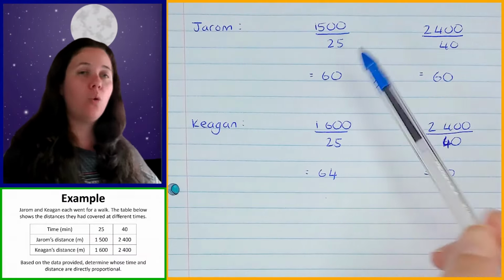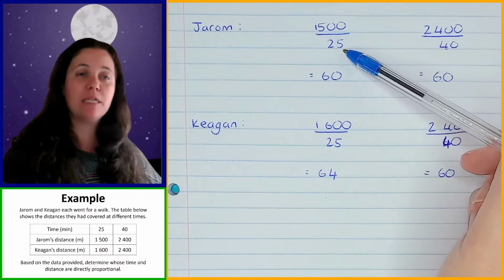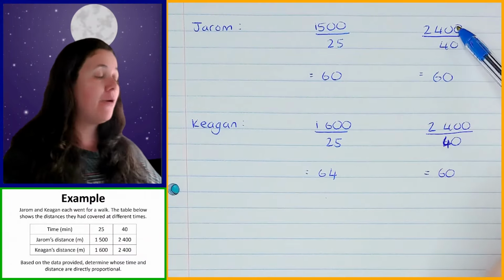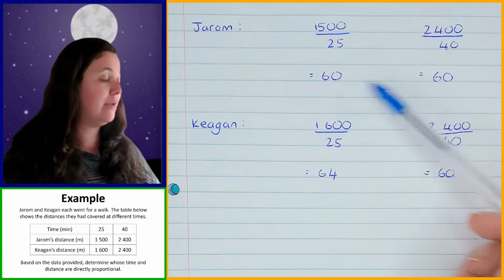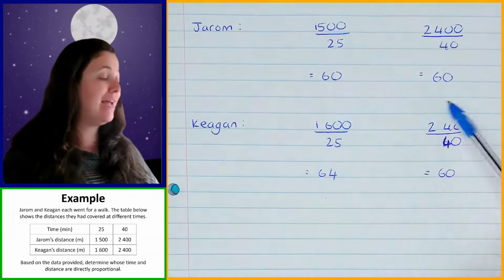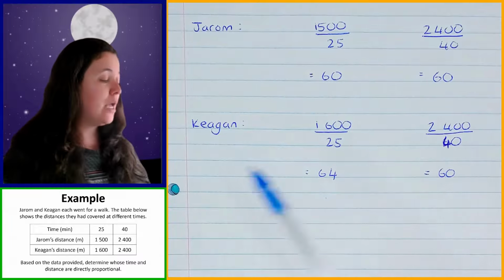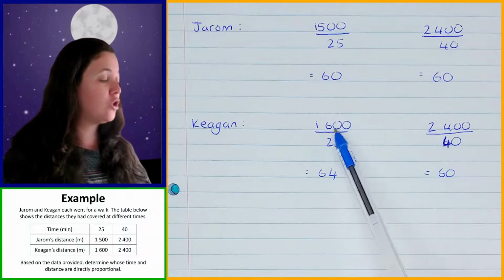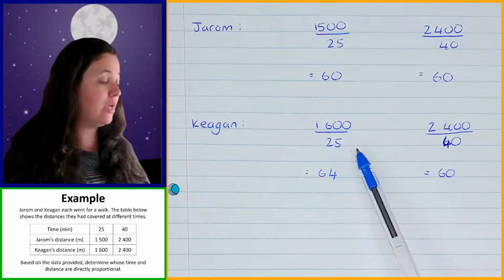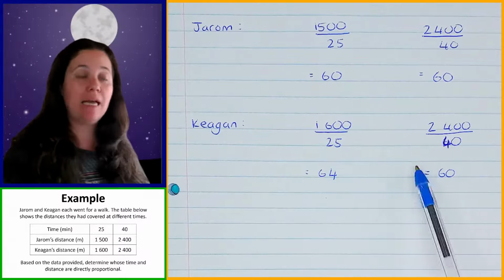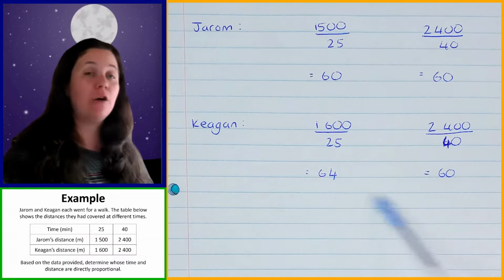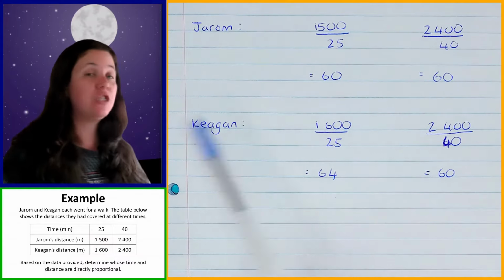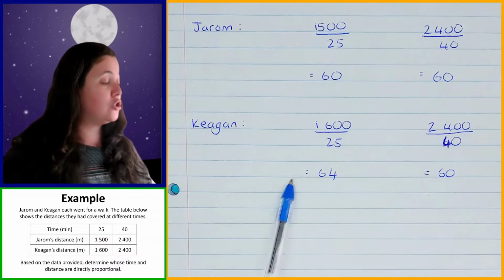So for Jerem, when I take the distance and I divide it by the time, I got 60 for both data sets that I have for him, both measurements that I have for him. I got the same value, so it's constant. But for Keegan, when I took the distance and I divided by the time, for the two data points that I have over here, they are different, the two measurements. So now, this is not constant.